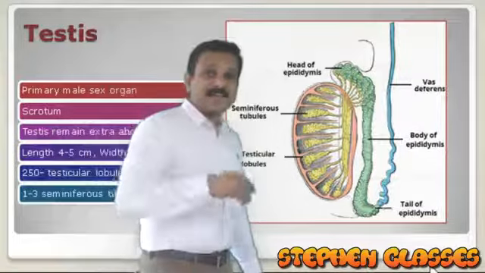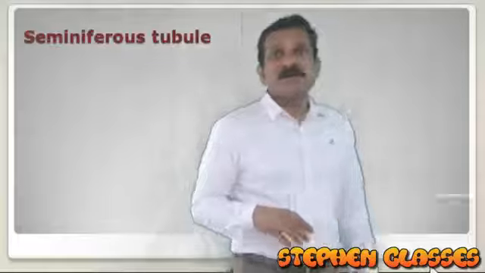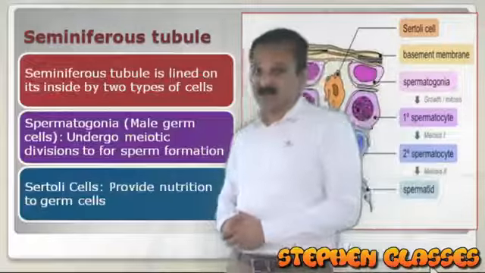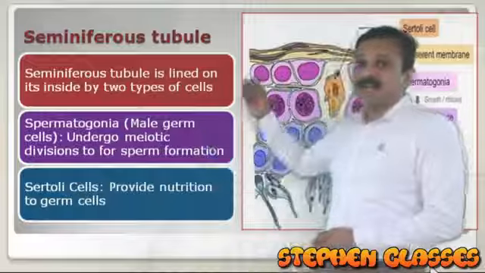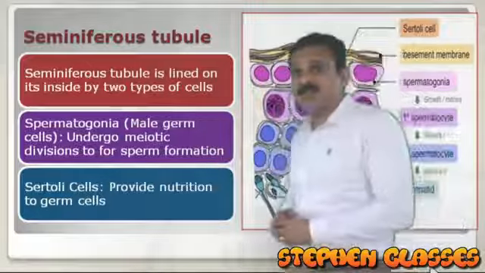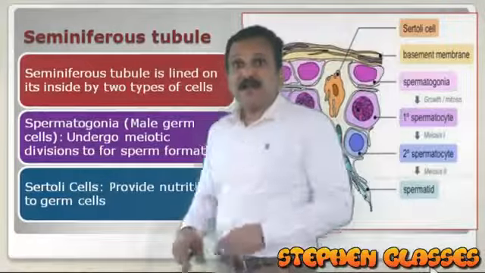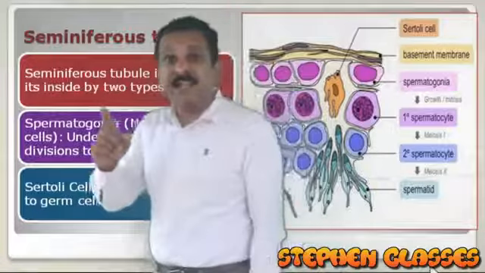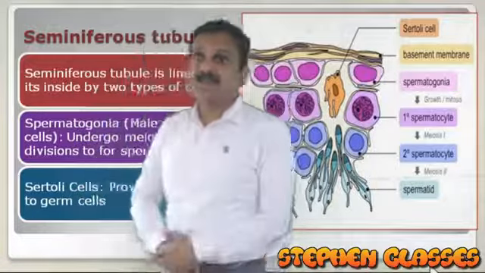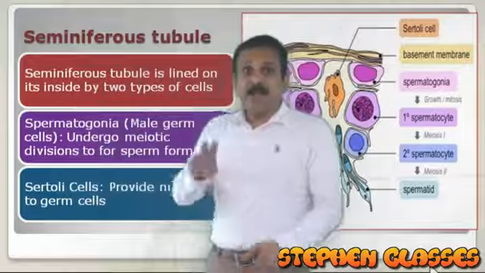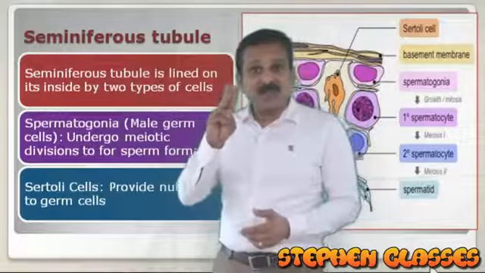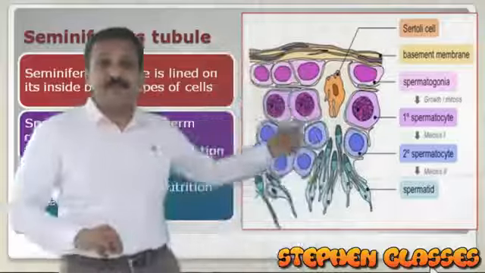Now we move on to the next slide. It is about the cross section of the seminiferous tubule. When you take a sectional view of a seminiferous tubule, you can see that each seminiferous tubule is lined on the inside by two types of cells. I repeat, each seminiferous tubule is lined on the inside by two types of cells. In this picture, it is very clear.